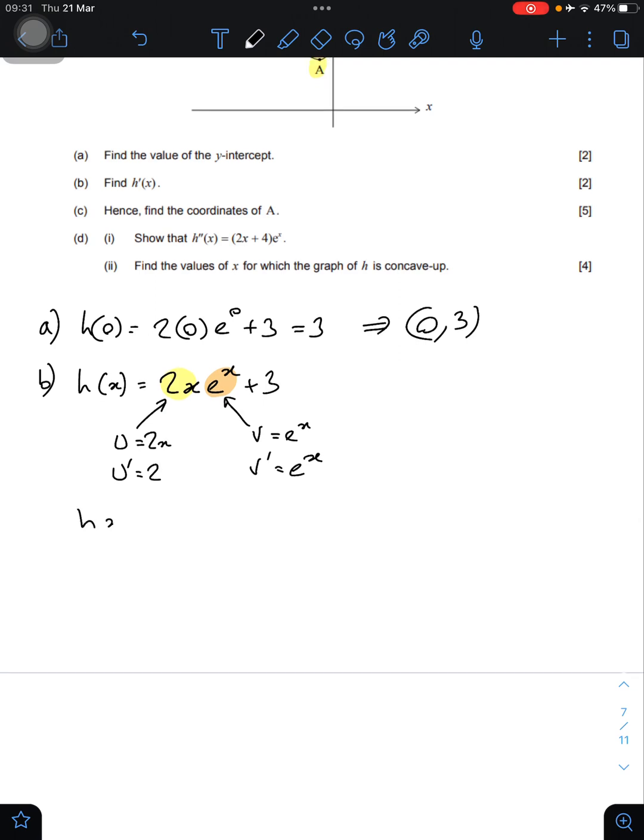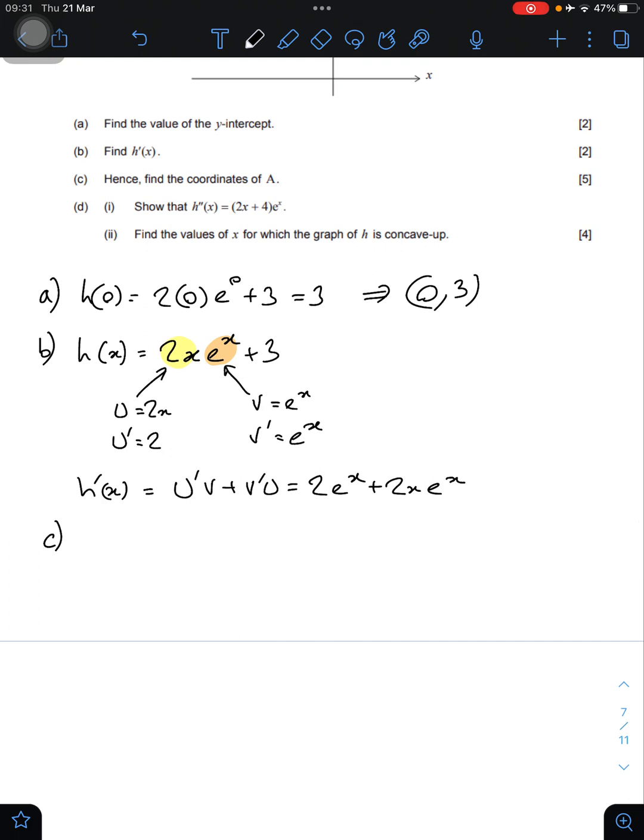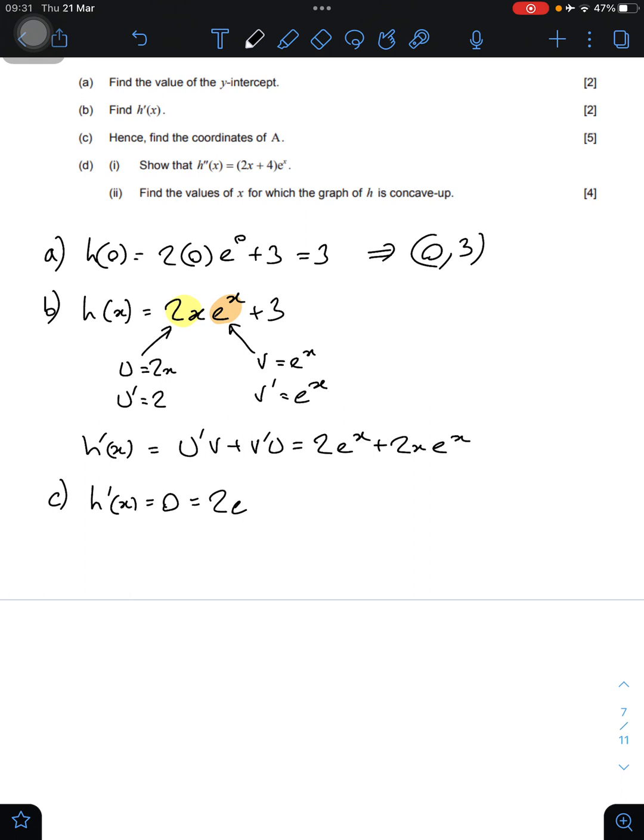And of course the 3 cancels out, so h dashed of x would be u dashed v plus v dashed u, which is the same as 2 e to the x plus 2x e to the x. Part C, hence find the coordinates of A. Well, if A is a local minimum, that means that we need the differential h dashed of x to be equal to 0, where x is the x coordinate of A, and so therefore we need that 2 e to the x plus 2x e to the x equals 0.